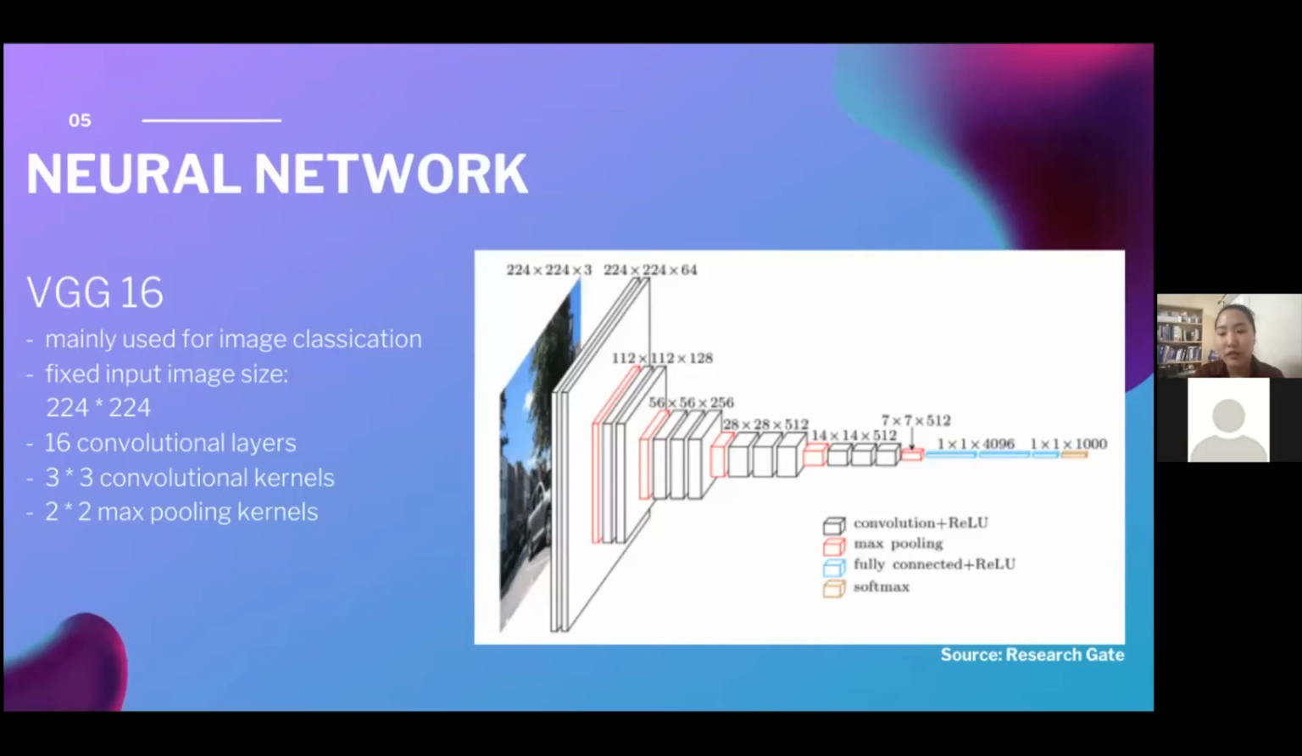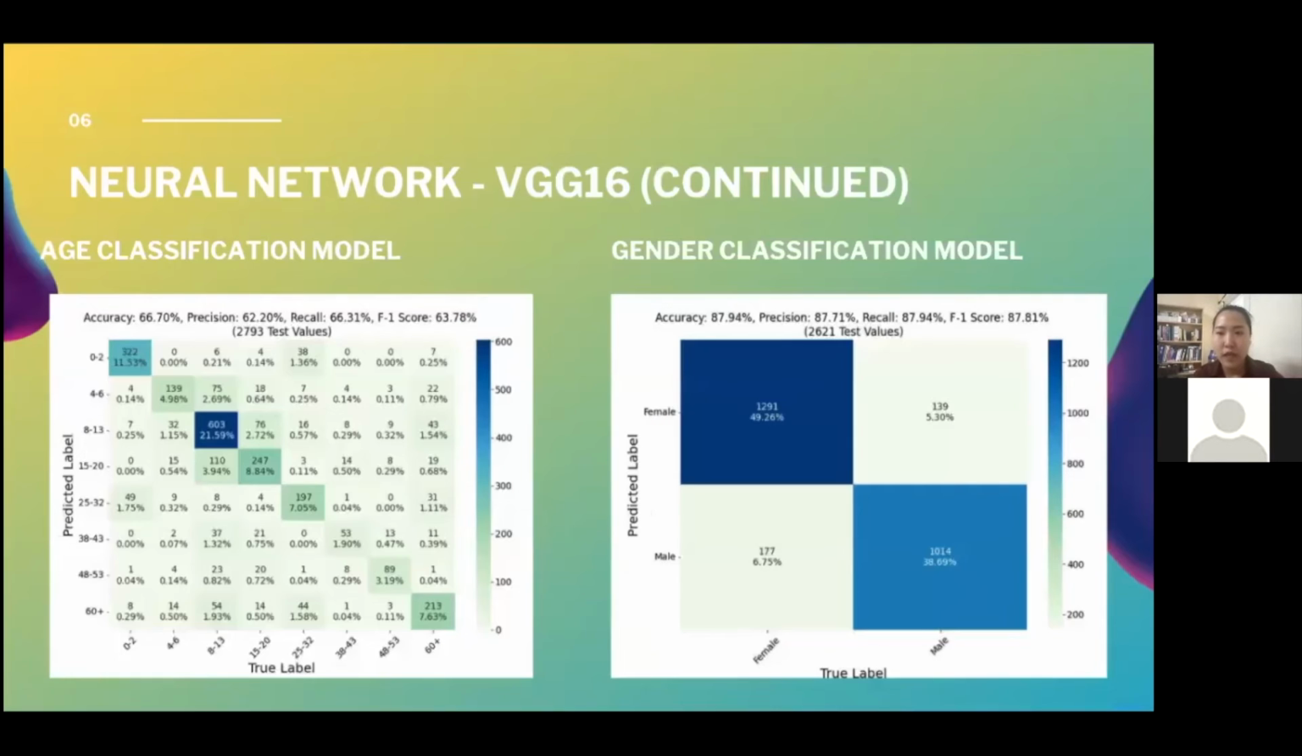It took a while to train the models, but overall, the result was pretty good. The age classification model has nearly 67% accuracy, which, considering the number of age groups, was pretty good performance, but there is definitely some place to improve. And for gender classification, it has 87% accuracy.